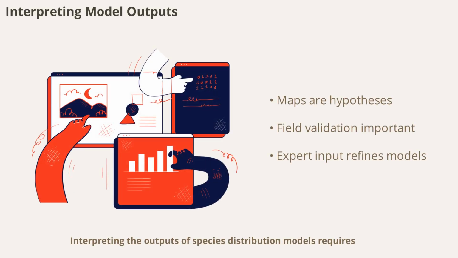Interpreting the outputs of species distribution models requires ecological knowledge and careful consideration of data limitations. Suitability maps should be viewed as hypotheses about where a species could occur, not definitive statements. Field validation and expert input are important for refining models and ensuring their relevance for management decisions.